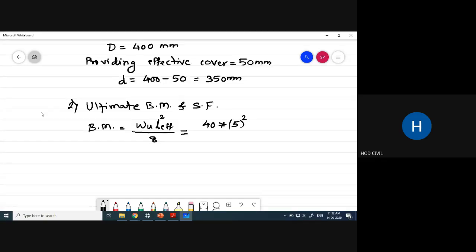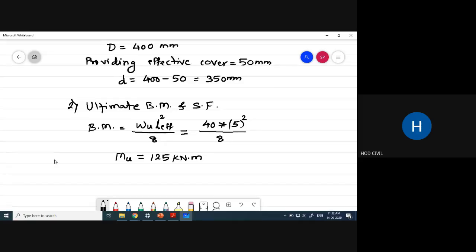So we don't need to calculate the effective length now, as we did for the earlier problem on design of singly reinforced beam. So tell me now, what is the Mu value? This is nothing but your Mu value. 125, 125 kilonewton meter.